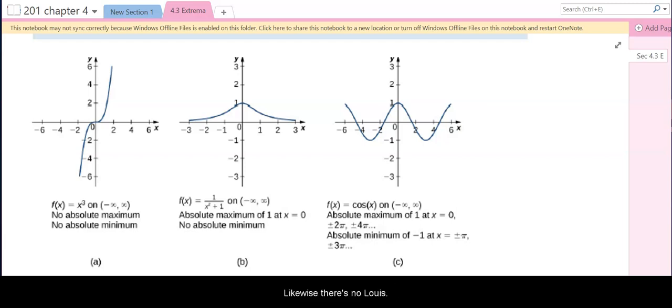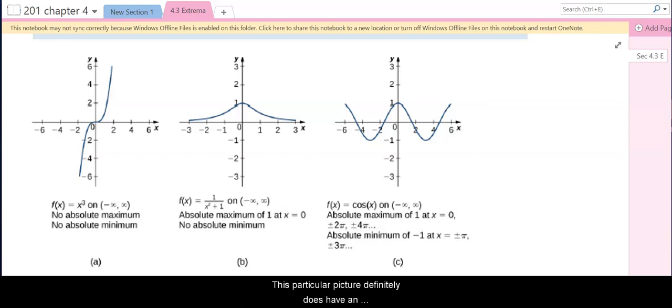Likewise, there's no lowest. On picture B in the center, this is the graph of f of x equal to 1 divided by the quantity x squared plus 1. Again, this is over the entire domain of that function, negative infinity to infinity. Notice that this is also not a bounded interval. Just because it is not guaranteed by the extreme value theorem doesn't mean it doesn't occur.